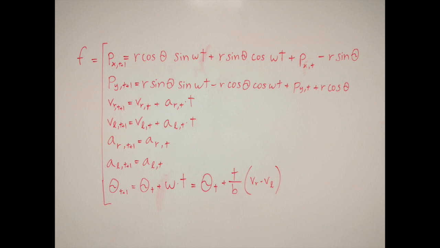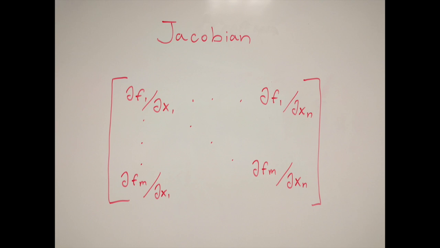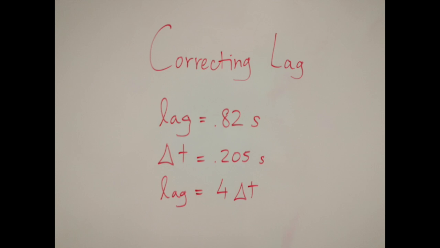Now that we have defined our transition function, we need to solve for its Jacobian. The Jacobian is simply the matrix of partial derivatives, where a new function is differentiated in each row with respect to a different variable in each column. Given how messy the Jacobian is, we omitted it from this video. Now that we've found our inputs, we can use our Kalman filter to adjust for lag.